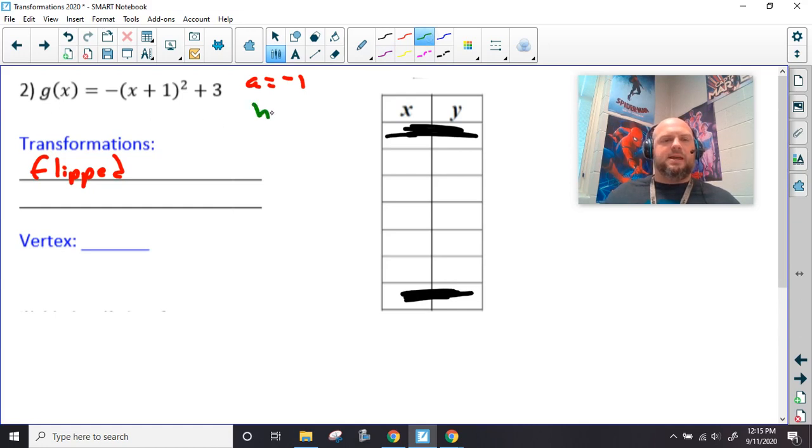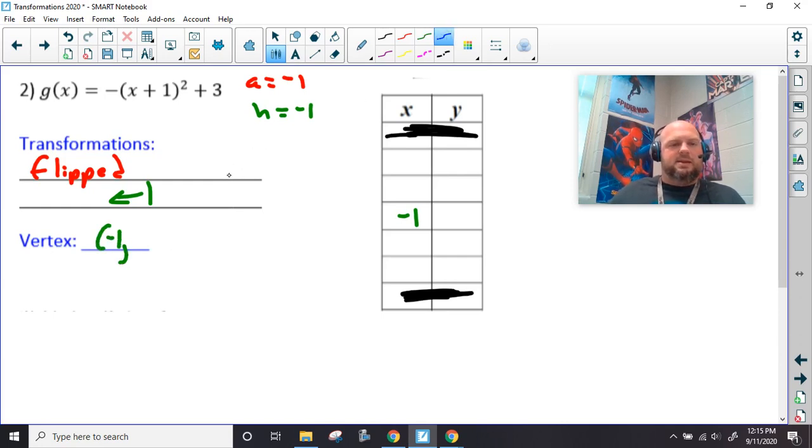Now, the value for H, we're going to look at this in a second. It's written as +1. So remember, if it's plus, it actually goes to the left 1. The H value is -1. So that kind of goes right here. Again, that's the one that people have the hardest time with, and that's totally fine. And then our K is going to be 3. So this is up 3. So our vertex is this right here.